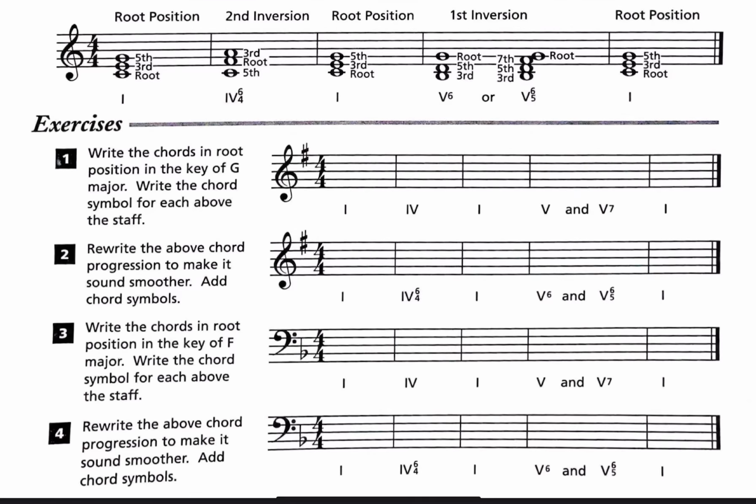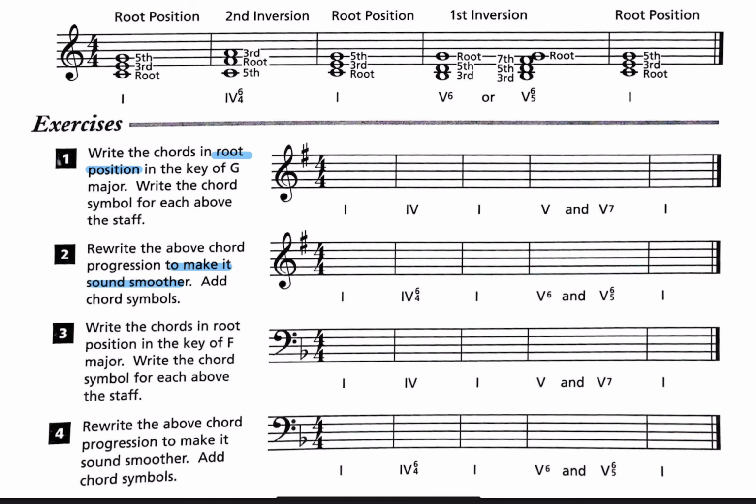This is the corrections video for Alfred's Essentials of Music Theory, Lesson 55. Exercises 1 and 2 want us to use the same chords, but in part 1, we're doing root position, and in part 2, we're going to use inversions to make it sound smoother.